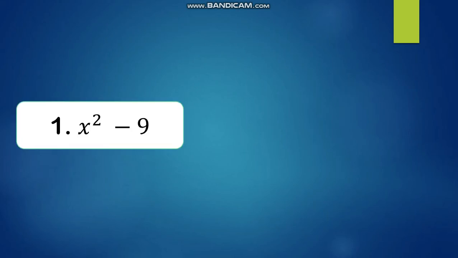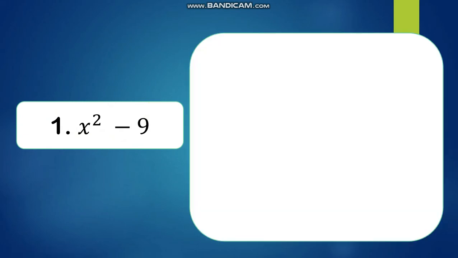Okay, let's try the examples found in your module. For number 1, we have x squared minus 9. Since x squared is a perfect square, and 9 is also a perfect square, and our symbol is the symbol for subtraction, then x squared minus 9 is a difference of two squares. Now, we can apply the given steps.